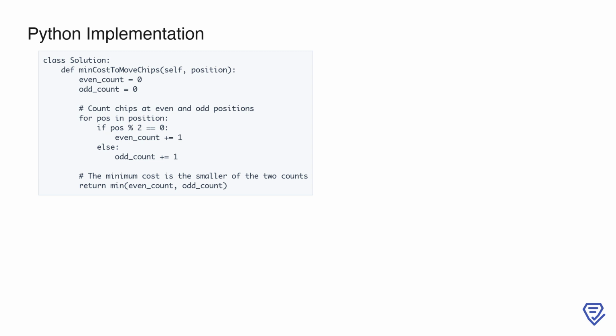This approach is efficient with a time complexity of O(n), where n is the number of chips, as it involves a single pass through the position list. The space complexity is O(1), since it uses only a constant amount of additional memory. The implementation is concise and handles edge cases, such as all chips being at even positions, all at odd positions, or a mix of positions, seamlessly.